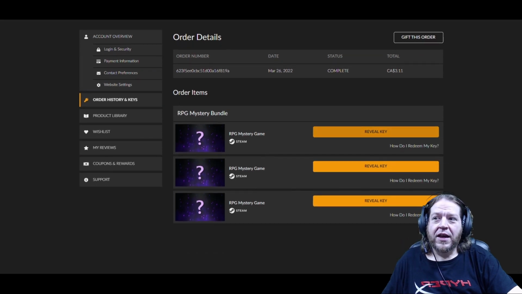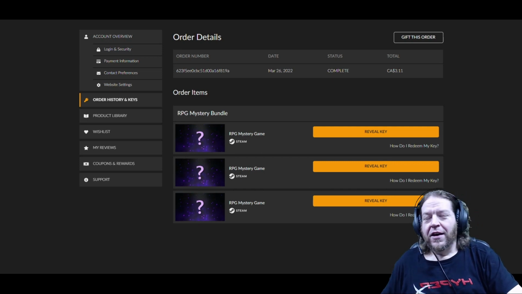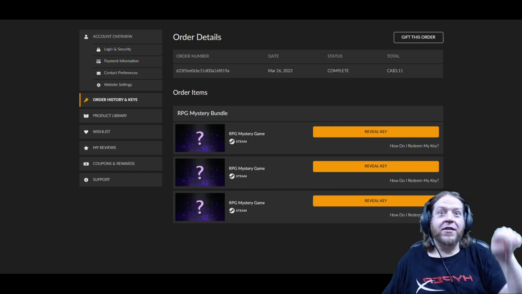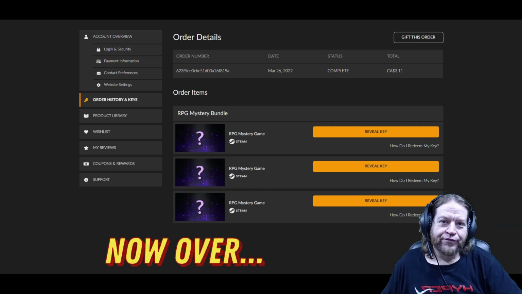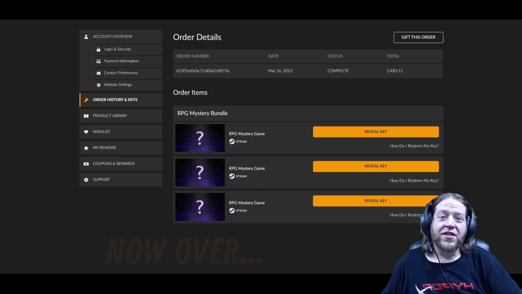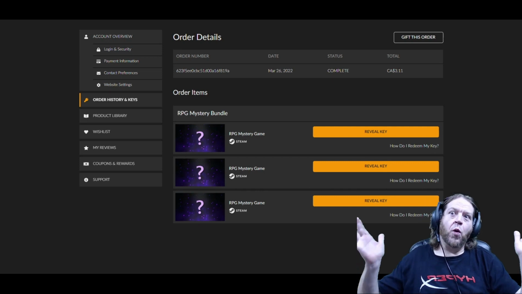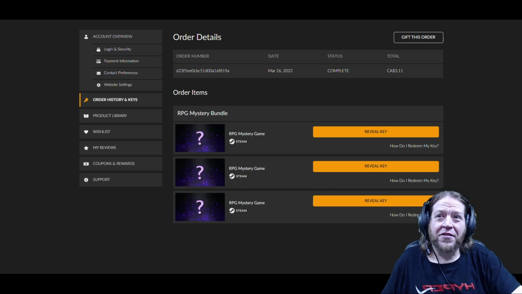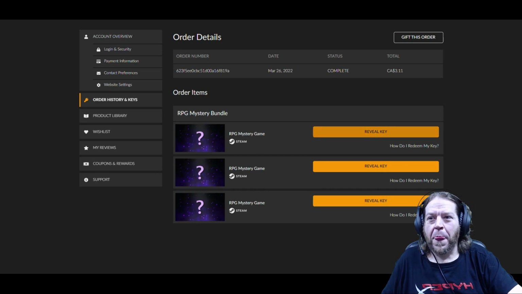I have not even revealed my keys yet, so I do not know what I'm going to be getting. So let's do it together right now. Actually, I paid $3.11 because I bought Elden Ring, and you know how they have that spinning mystery wheel? The prize I won was 50 cents off my next order. So I bought a $67 game and got 50 cents off my next order. I would have been better off to get a 5% coupon, but oh well, whatever. So let's take a look and see if I got my $3.11 worth here in the RPG mystery bundle.